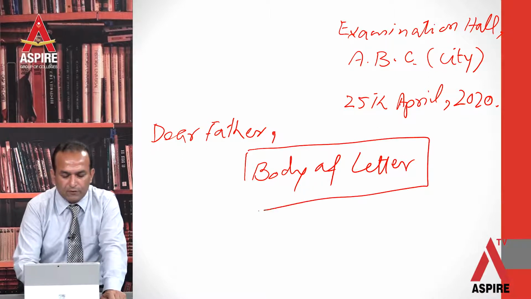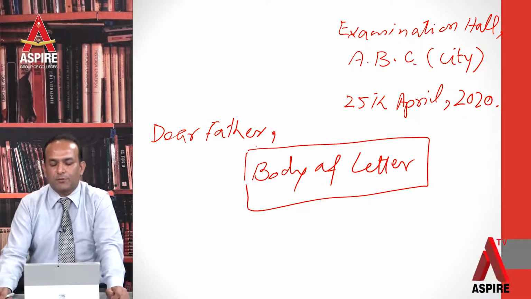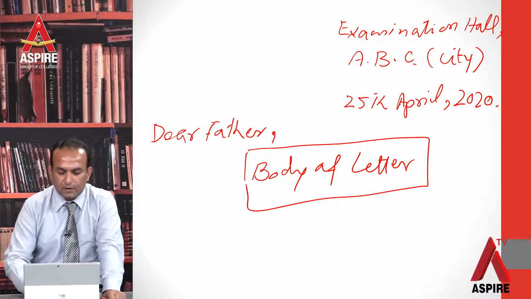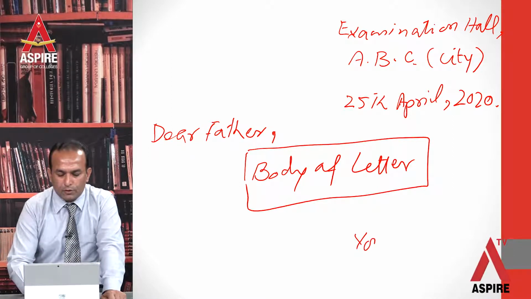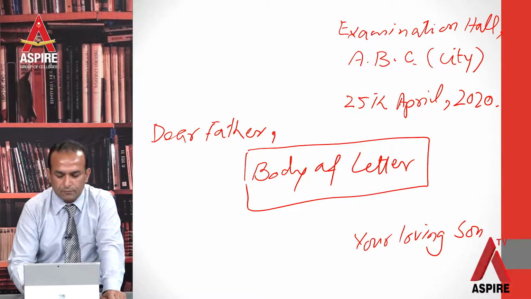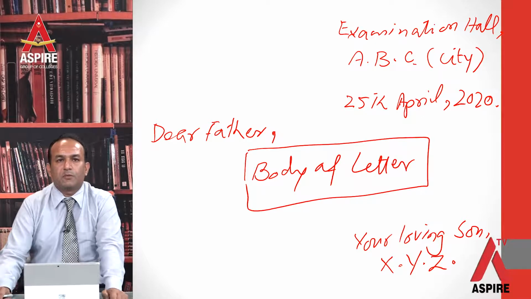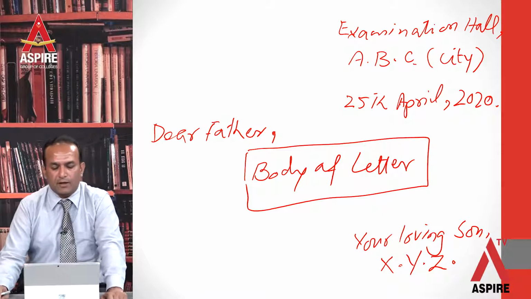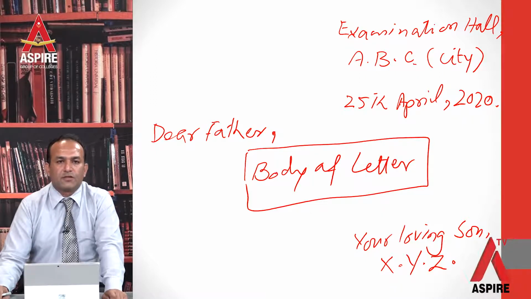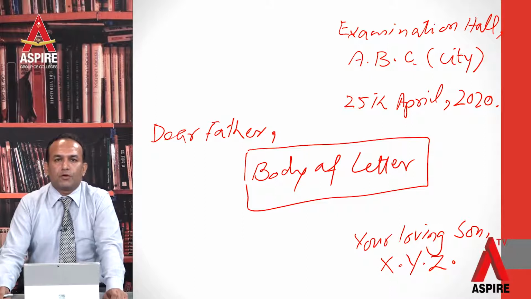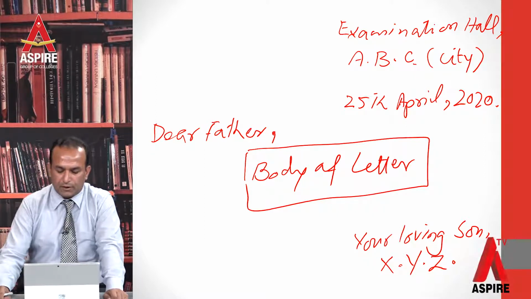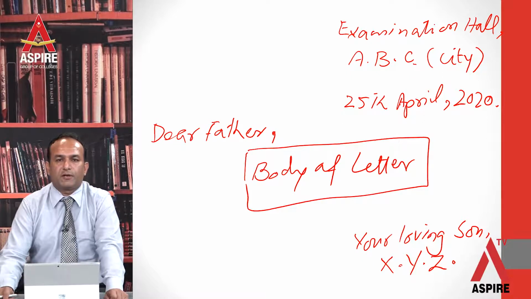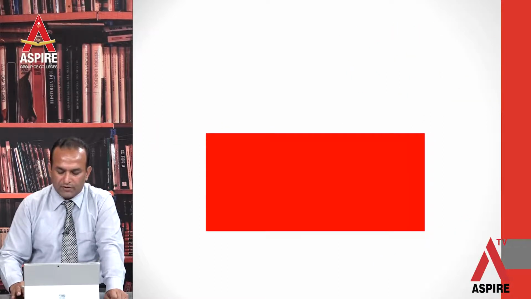After completing the body of the letter, you will write the subscription on the right margin like your loving son, and then variables XYZ, and these variables are followed by a full stop. Each part of the letter as well as application has separate marks. So you should not omit any part of the letter and application writing. To have a better picture of the letter format, we are moving to the next slide.